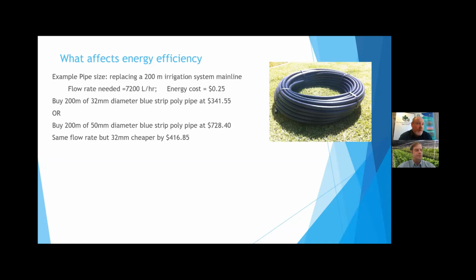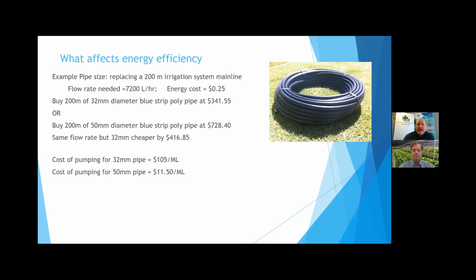Now, both of them will provide the flow rate that's needed. In this case, it's 7,200 litres per hour, but the 32 millimeter pipe is cheaper. And you think, well, that's a good deal. I'm saving myself $417. But when we put that into the cost of pumping scenario, we end up with the 32 millimeter pipe actually increasing the cost of pumping to $105 per megalitre. And the 50 millimeter pipe is only $11.50 per megalitre. Tenfold difference.